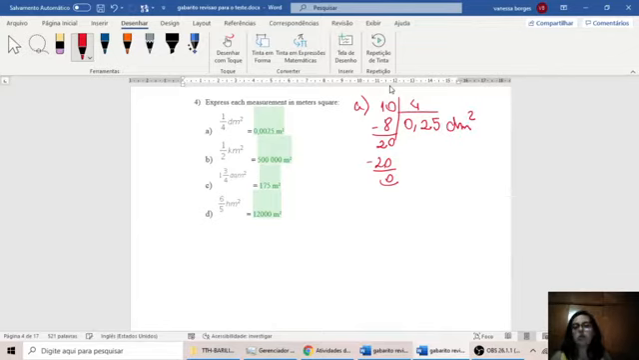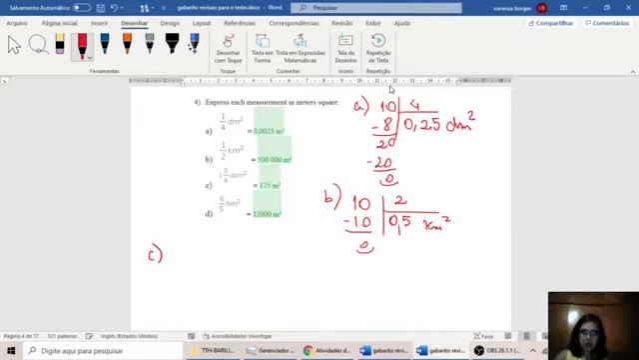decimeter square. Letter B, I have 1 over 2. So I have to do this division. I put a 0 because it will be less than 1 unit, and I do 10 divided by 2 is 5. 5 times 2 is 10. For 10 it lasts nothing. So this is half kilometer square.